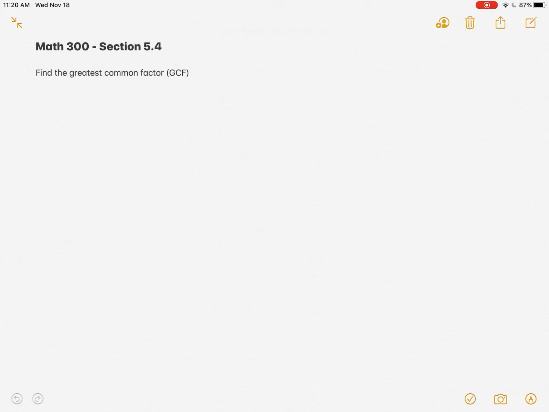Welcome to section 5.4. Here we're going to do two things. The first is the greatest common factor. And so it may be good for us to remind ourselves what these terms mean.